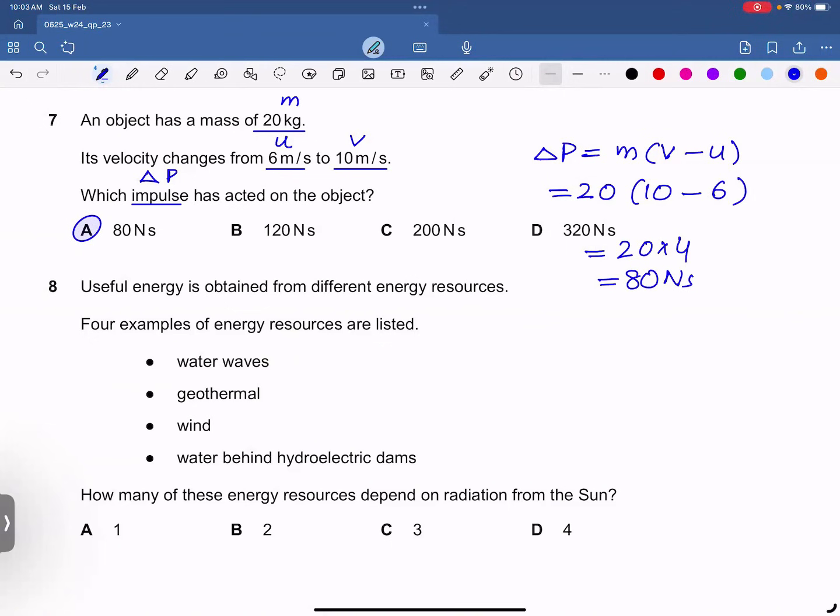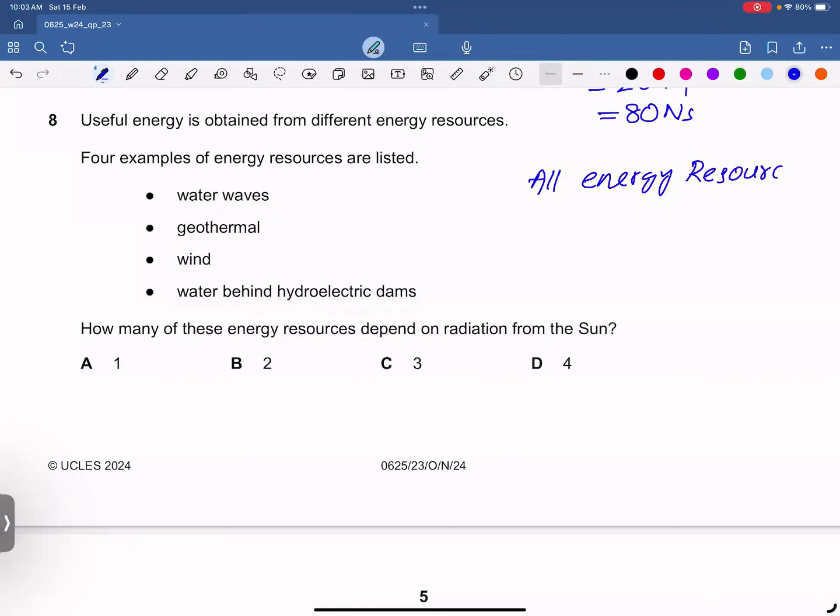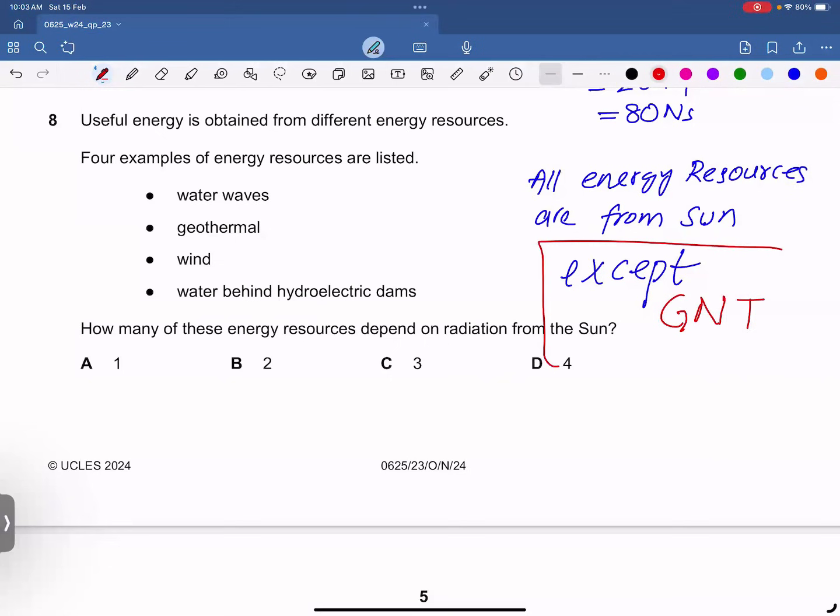Proceed to next question, number 8. Useful energy is obtained from different energy resources. 4 examples of energy resources are listed: water waves, geothermal, wind, water behind hydroelectric dam. How many of these energies depend upon sun? All the energy resources in your syllabus are from sun, like they depend upon sun, except G and T. Now, what does that mean?